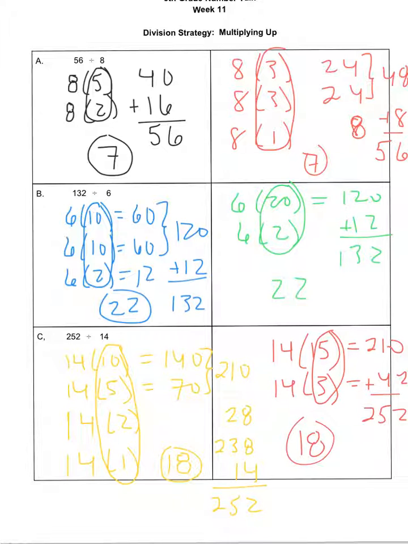So if you notice, you just keep working up the numbers. You're adding up chunks of numbers until you get to your total.